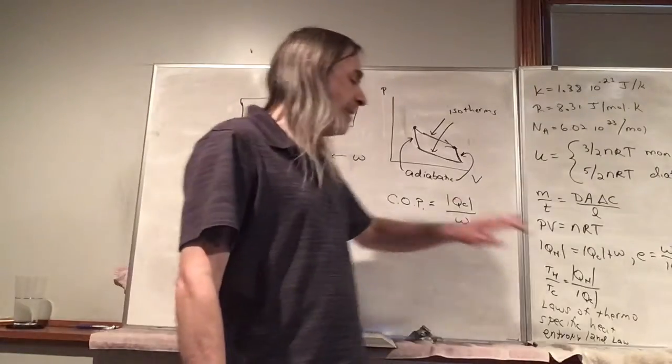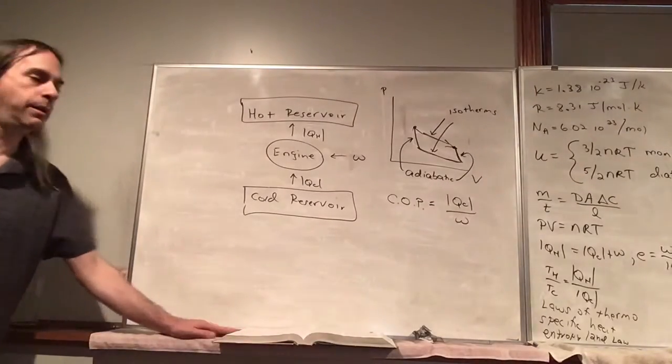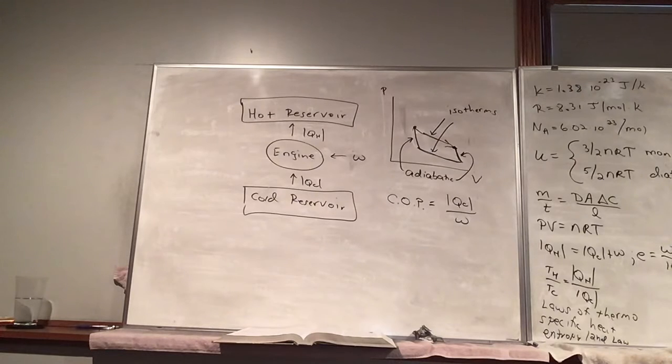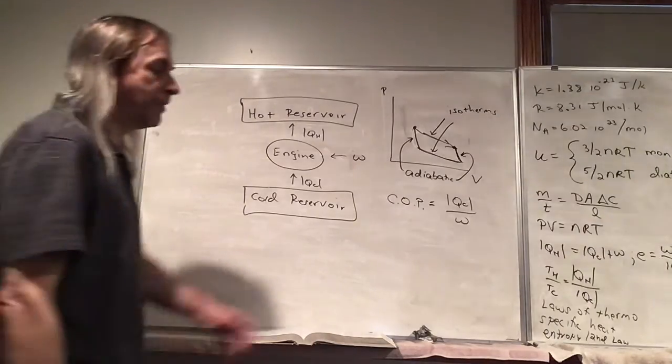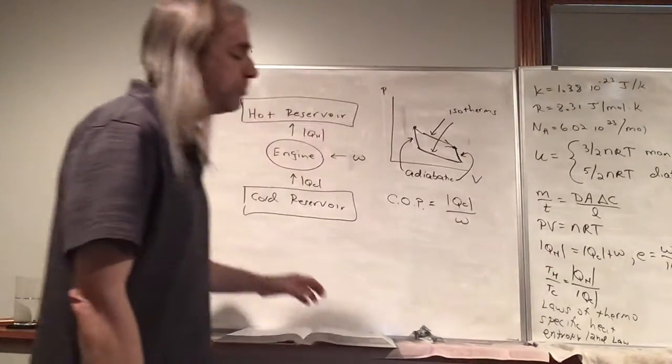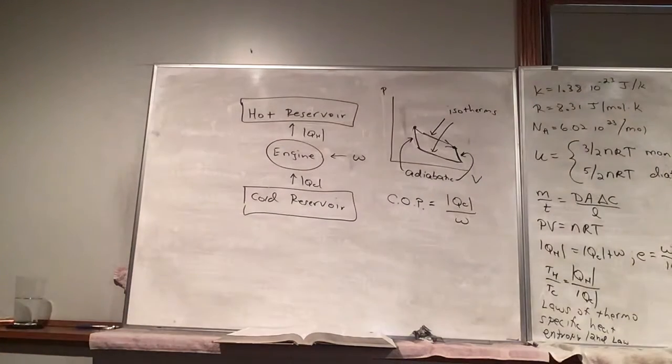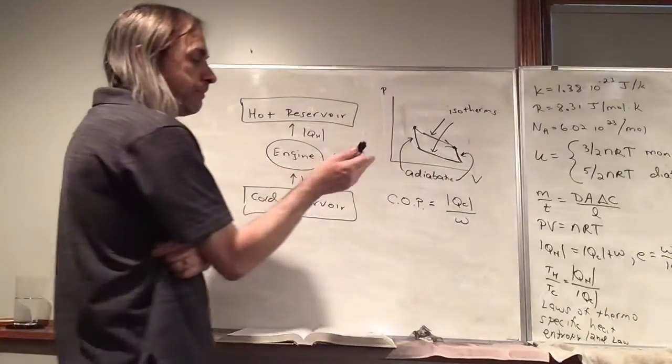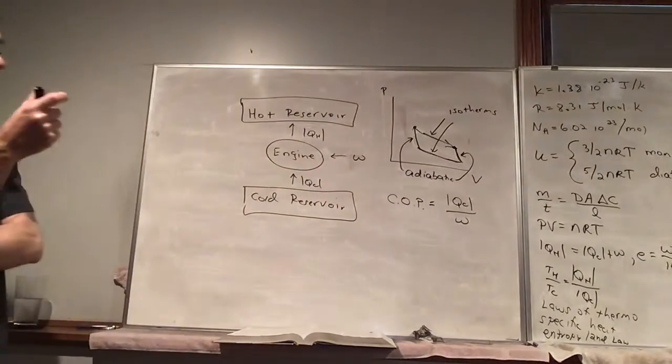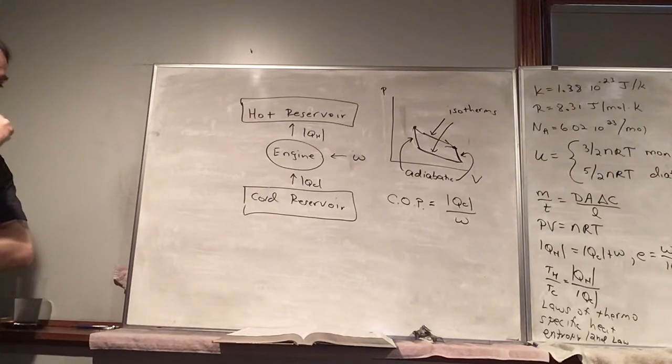Now, temperatures can be negative in the Celsius or Fahrenheit scales. But for a Kelvin scale, we're measuring with respect to absolute 0. So again, this only applies for an absolute temperature. And the ratio of the temperatures is equal to the ratio of the heat exchanged between the engine and the hot and cold reservoirs.